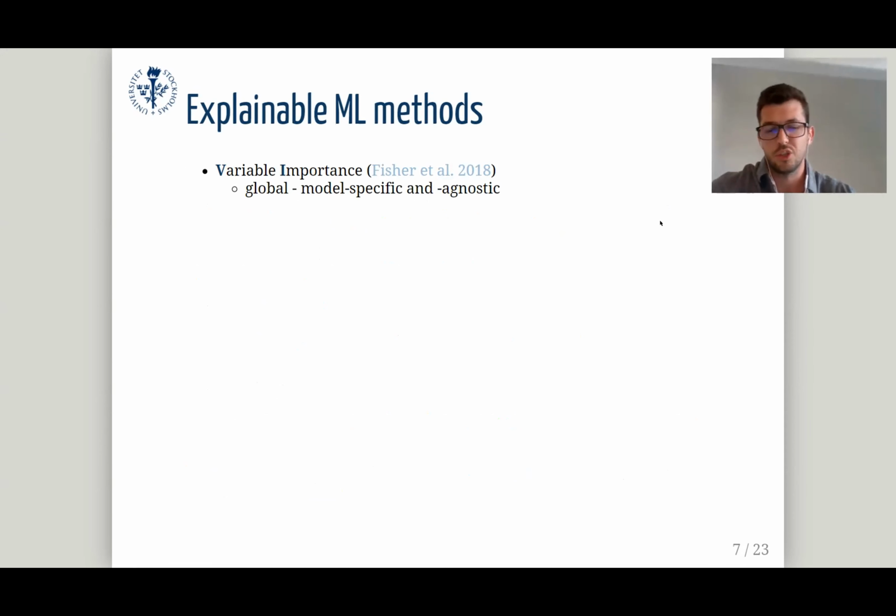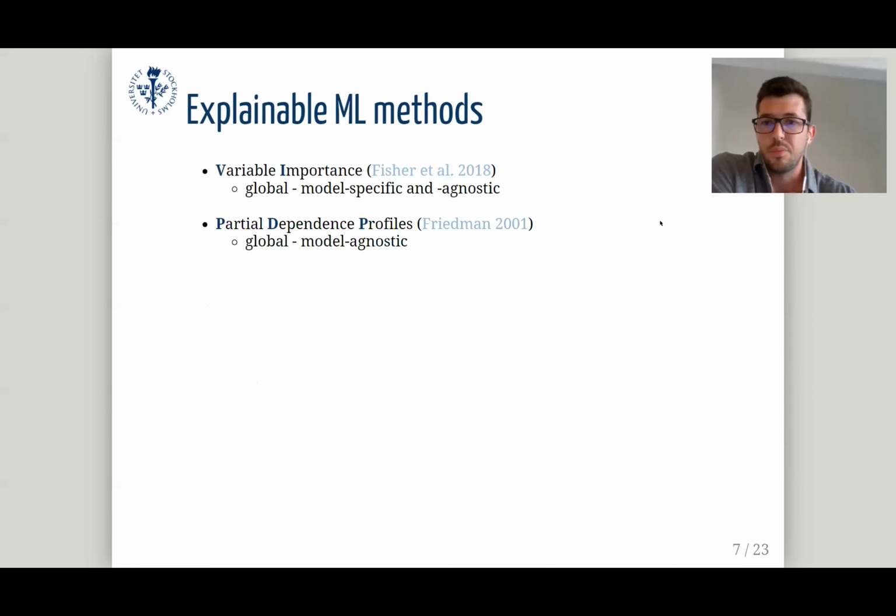So, for example, the first one is the variable importance. It's a global explanation task, which can be either model specific, as mentioned in the previous slide, or model agnostic, using, for example, permutation-based approaches. There are partial dependence profiles, which profile the global behavior of the model in the context of a single variable or a pair of variables. It's model agnostic, and it's a global explanation.